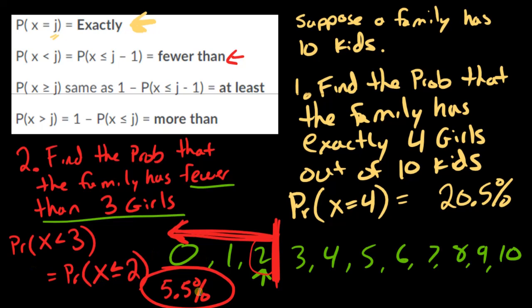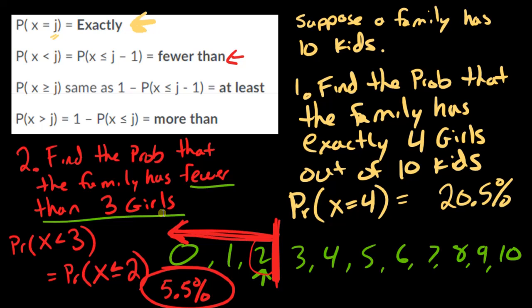So it's pretty unlikely that a family of 10 kids is going to have fewer than 3 girls, which makes sense, right? You have 10 kids and each kid has an equal chance of being a boy or a girl. Having 0 girls, 1 girl, or 2 girls is pretty unlikely. It's more likely that you'll have some more girls, right?